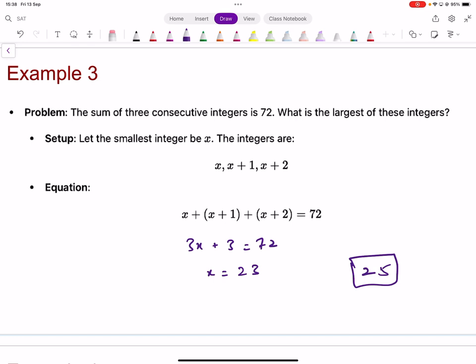Alternatively, you could also think of it like this, that since you want the largest of the three integers, you could call that number x. If you call the largest number x, the other two would be x minus 1 and x minus 2. In that case, the value of x would directly give you 25. That's also possible, right? In that case, the equation would become like this: x plus x minus 1 plus x minus 2, that equals 72, and that should give you x equal to 25 directly. Make sense? No? Wasn't that fairly straightforward?